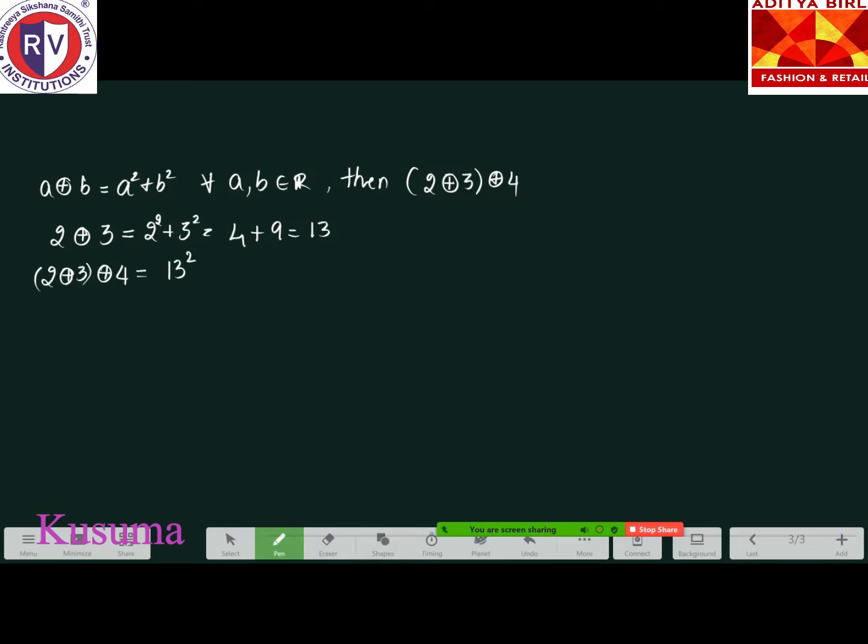So 13 square plus 4 square. 13 square is 169, plus 4 square is 16, and the sum of these will be equal to 185. So this is your option B. Therefore the right answer is option B, 185. That is just the substitution and simplification, that's all.